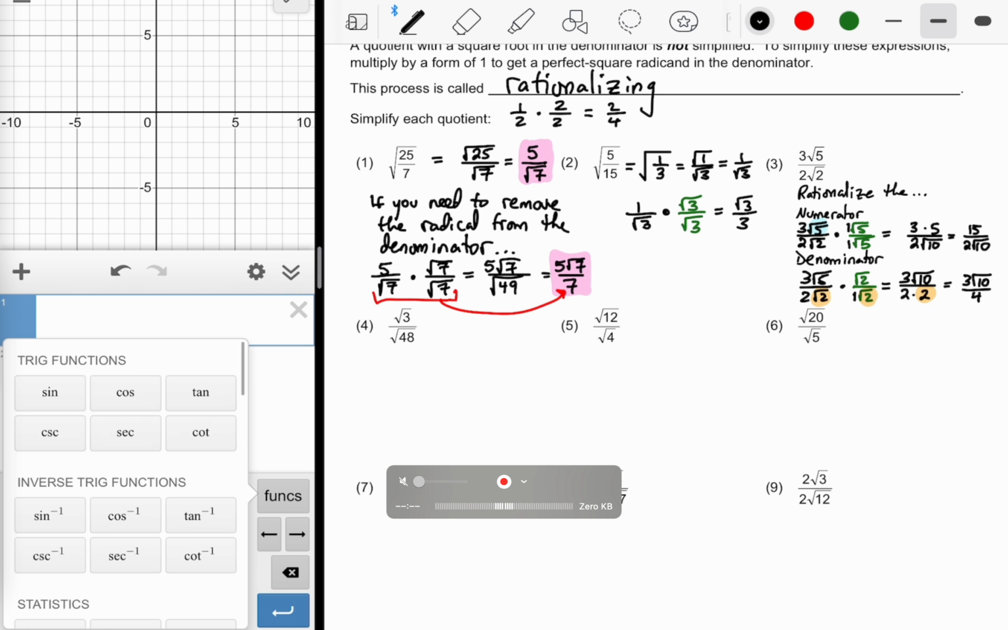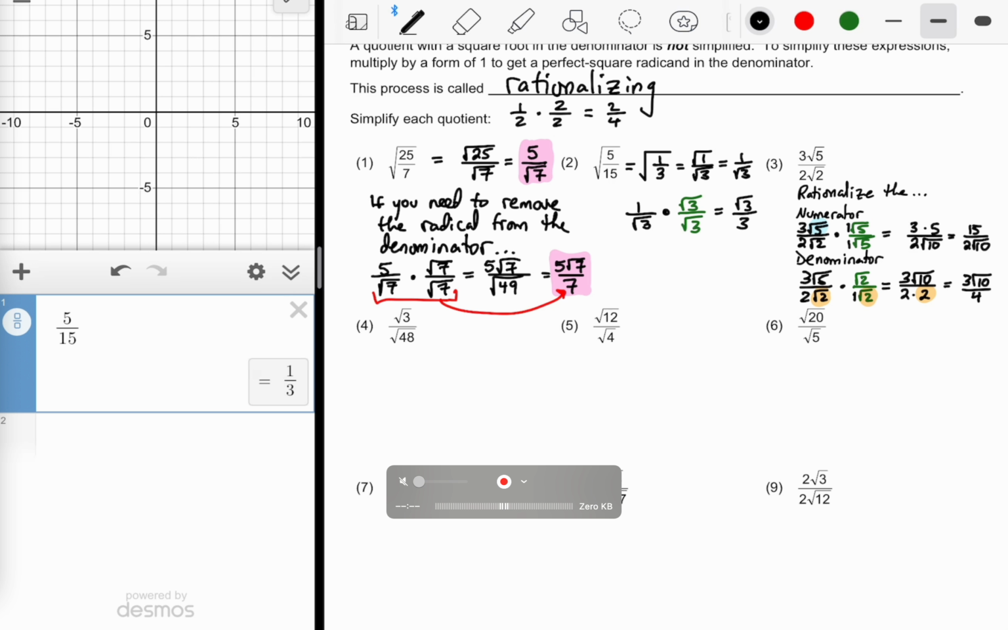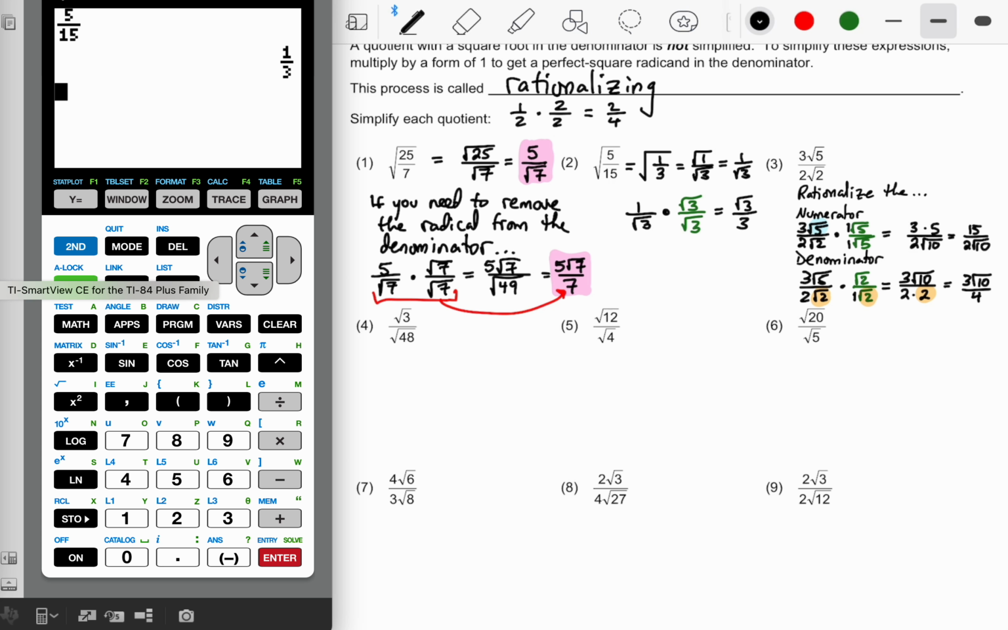Oh wait, sorry, you said fraction, not radical. That's even easier. So I'll do the 5 over 15. So 5 divided by 15. It'll give you a decimal form. All you do is tap on that fraction icon, and it'll simplify for you. I was about to go into a whole thing on simplifying radicals on Desmos.